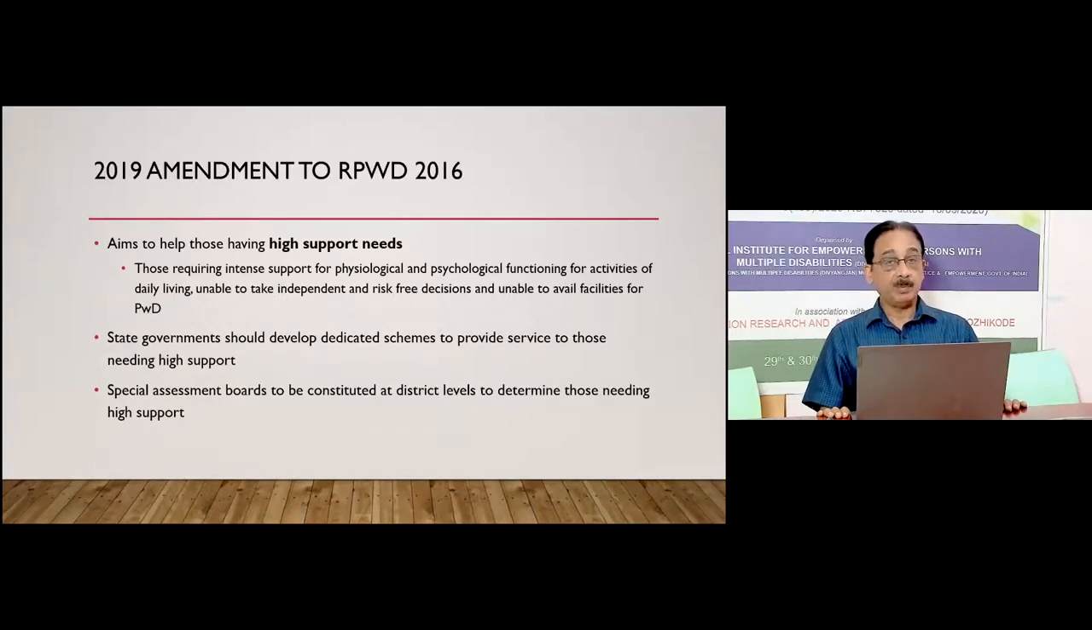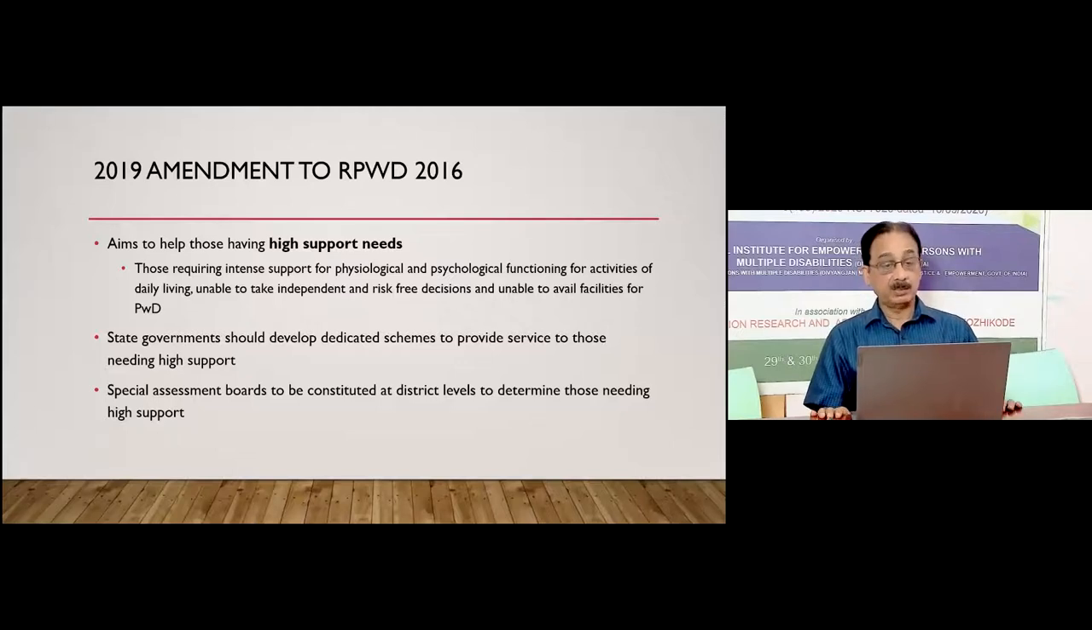Then came an amendment in 2019 to this RPWD Act 2016, and this amendment aims to help those having high support needs. High support needs is like this: those requiring intense, heavy support for their physiological and psychological functioning, for activities of daily living, who are unable to take independent and risk-free decisions because of a deficiency in mental faculty, and also unable to avail the facilities envisaged for persons with disability. These are the people who require high support. And all the state governments should develop dedicated schemes to provide services to those needing high support, including long-term institutional care.